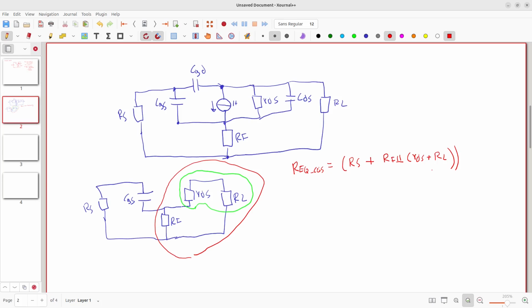And the position of the pole, we call it pole 1, will be equal to 1 divided by R equivalent times CGS. Okay, and that will be the position of pole number 1, and then we can take this one in frequency. That will be P1 divided by 2π.